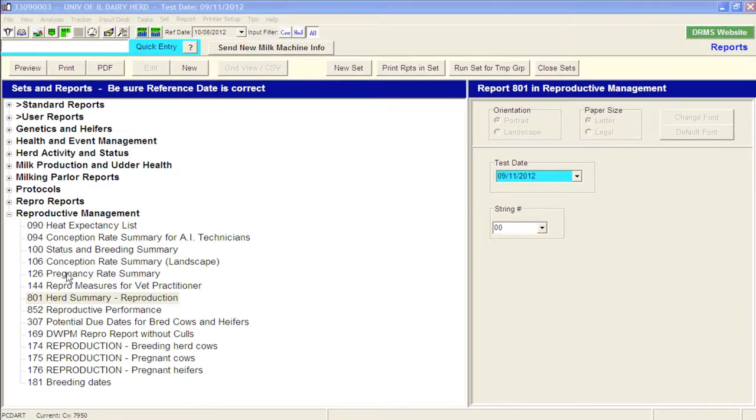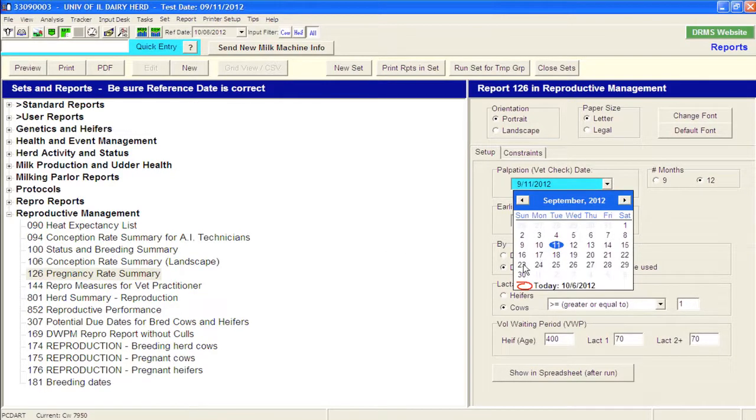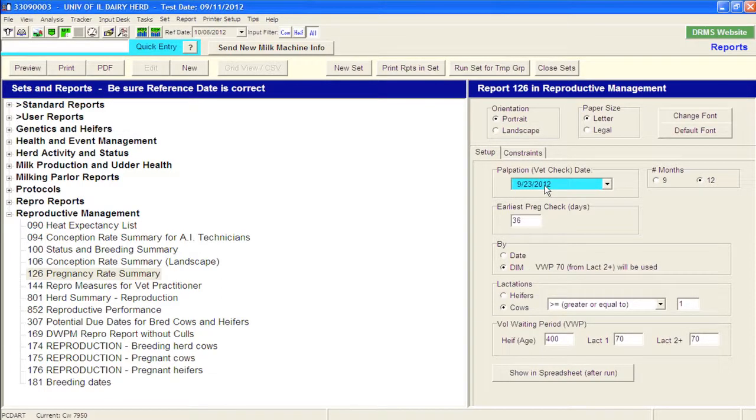One last report I want to show you from a reproductive standpoint is the pregnancy rate summary. Any of you that might be viewing this and have used DairyComp, this would be very similar to the BREDSUM command. So I'm going to go ahead and move the date of the vet check to the last vet check. We're going to look at 12 months of data. We preg check animals on the dairy at 35 days, so we're going to use a 36-day preg rate, but as far as earliest that we might preg check, we have a 70-day voluntary waiting period.